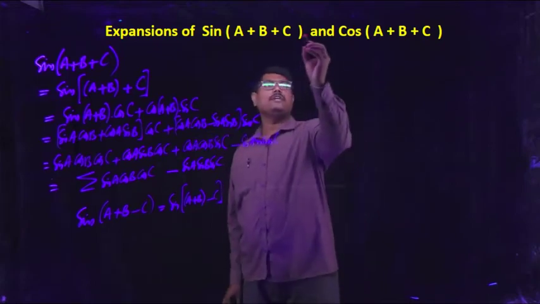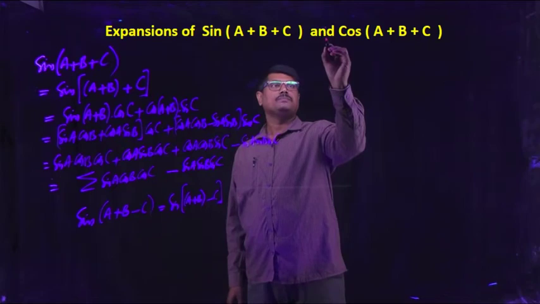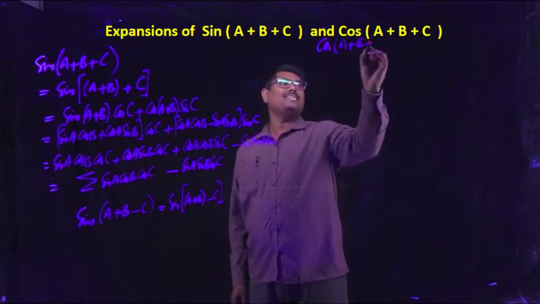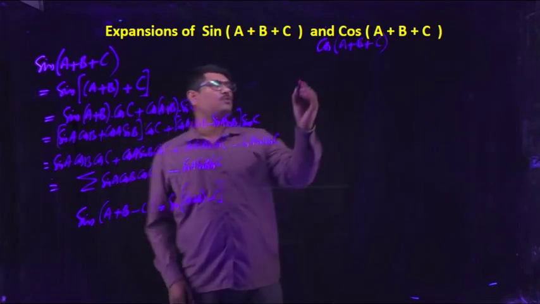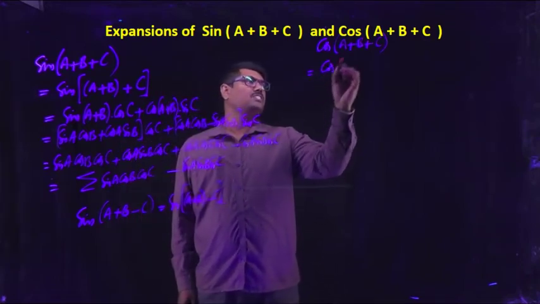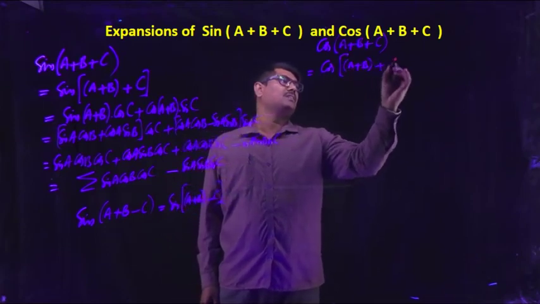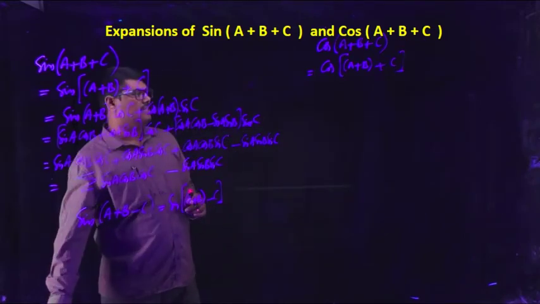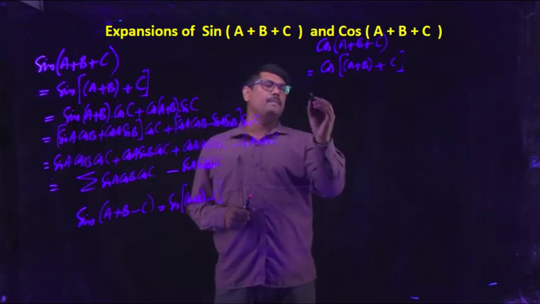So now try to find the second expansion, that is cos(A+B+C). As we did in sin, a similar process you have to follow. First step, take A+B as one term and C as another term, and treat this one as cos(A+B).